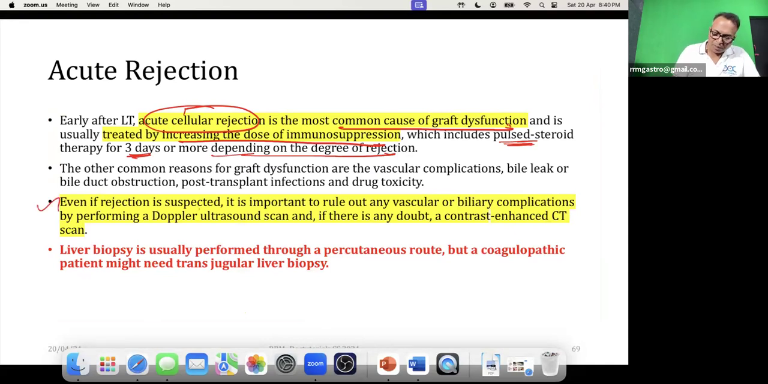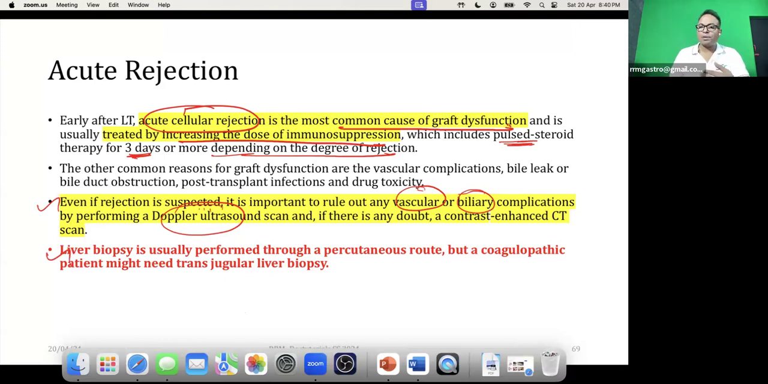Even if rejection is suspected, it is important to rule out biliary complications and vascular complications by doing a Doppler scan. Liver biopsy is usually performed percutaneously, but in a coagulopathic patient you should go for a transjugular route. So acute rejection should be noted.